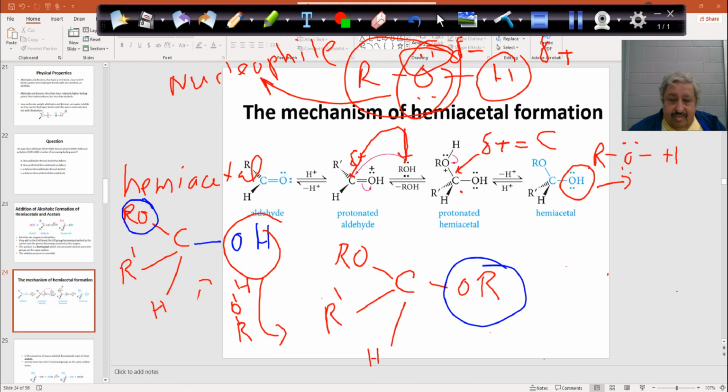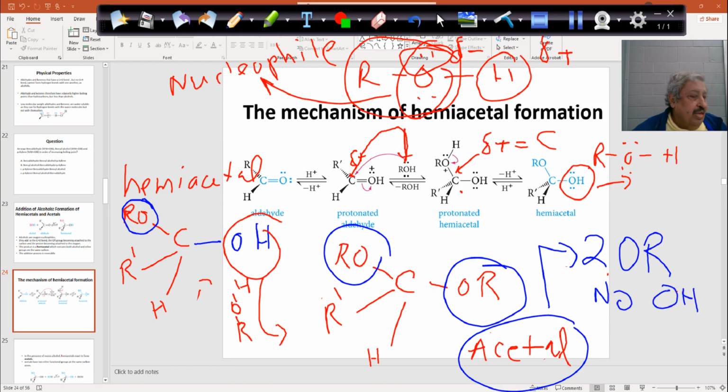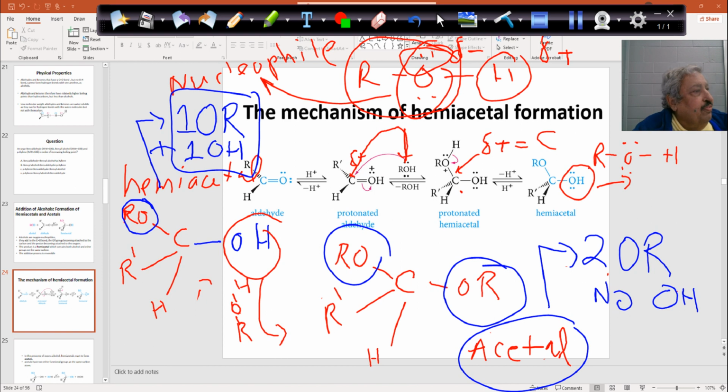That's called here acetal, full acetal. So how many groups does acetal have? It has this and has this. So acetal has two OR, no OH. The hemiacetal has one OR plus one OH. So can you now see the difference?